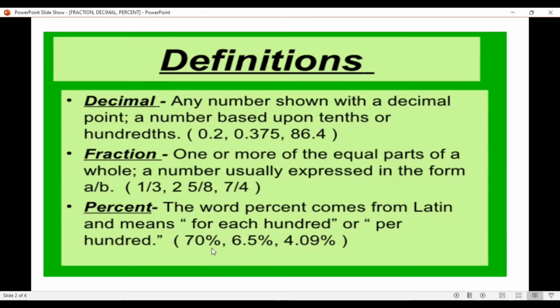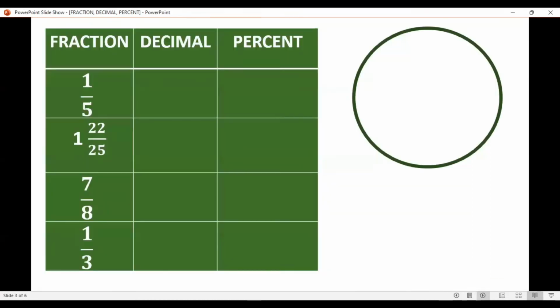And percent. The word percent comes from the Latin word which means each hundred or per hundred. We use the symbol % for percent. So if you read these, we have 70%, 6.5%, 4.09%, and 4 and 900%. These are the three basic things that we are going to discuss today.